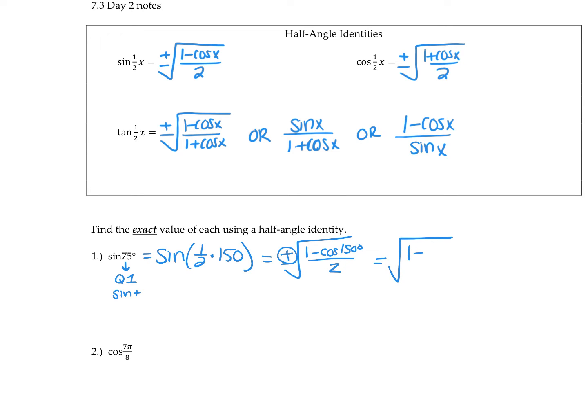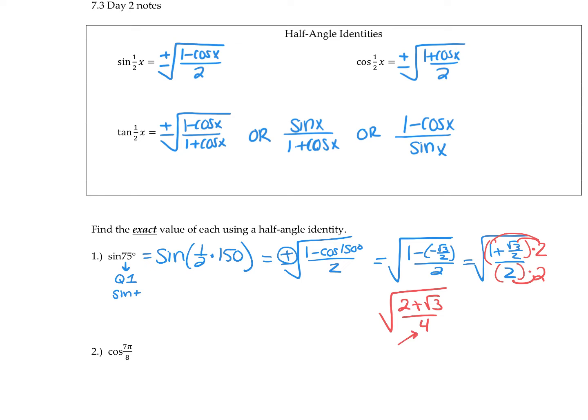And then do 1 minus, well, cosine at 150 degrees is negative root 3 over 2. And so I'm going to have 1 plus root 3 over 2 over 2. Now, I just want to simplify this so I don't have a fraction within a fraction. I'm going to do that by multiplying by what's in my denominator. I'm going to multiply by 2. And so I'm going to multiply each of these by 2. And what that'll give me is 2 plus root 3 over 4. Now 4 is a perfect square, so we're going to have 2 plus root 3 all over 2. And so this will be my final answer.